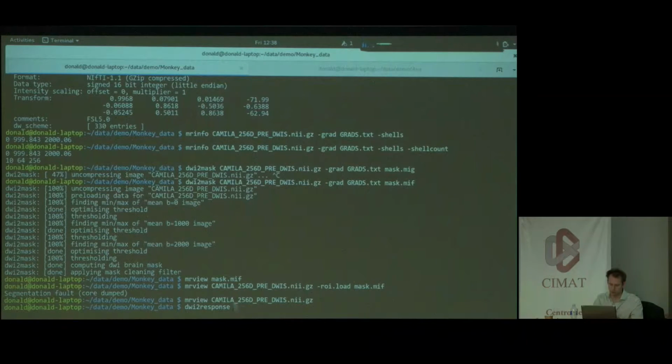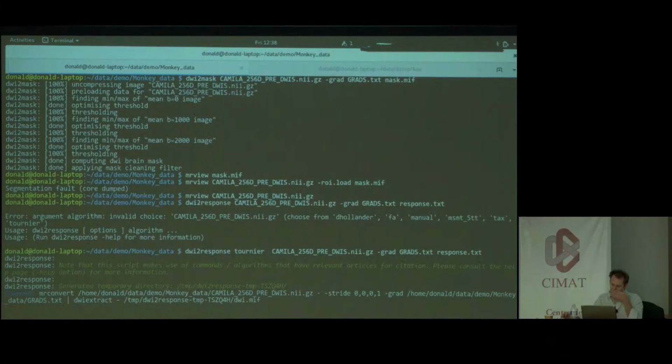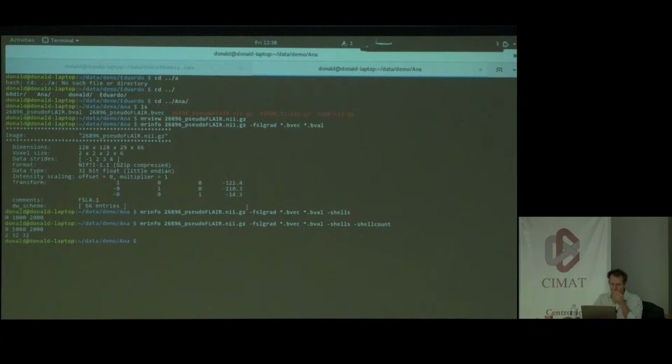Now I need to get the response function on that. Again, that's going to use the outer shell only because, sorry, I've got to put my name in there. Right. Okay. Any other requests while we're here?